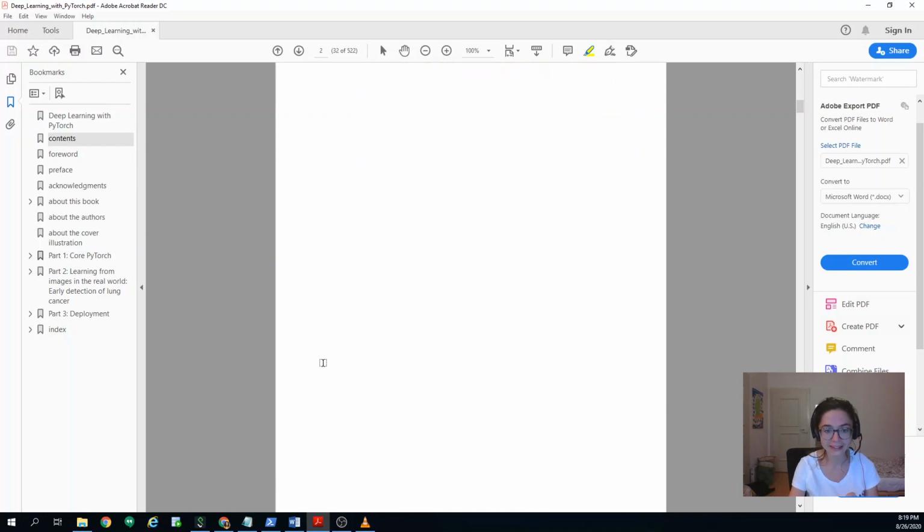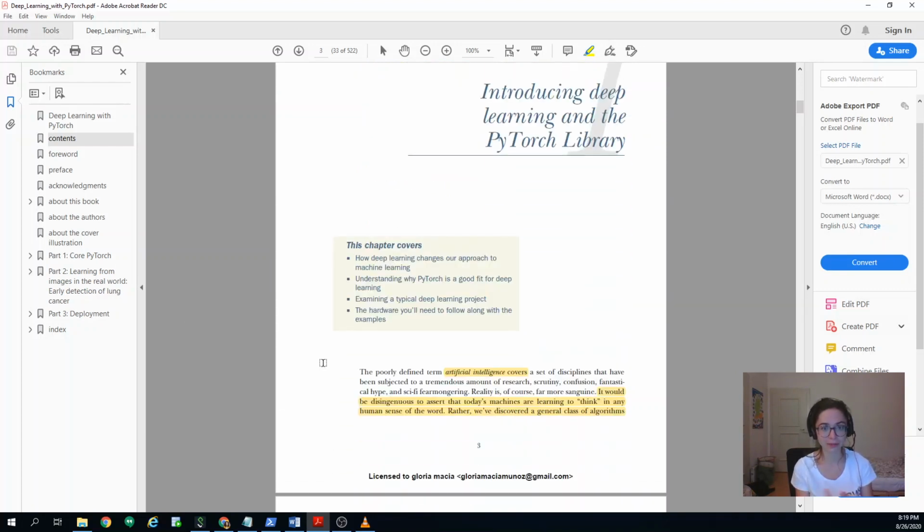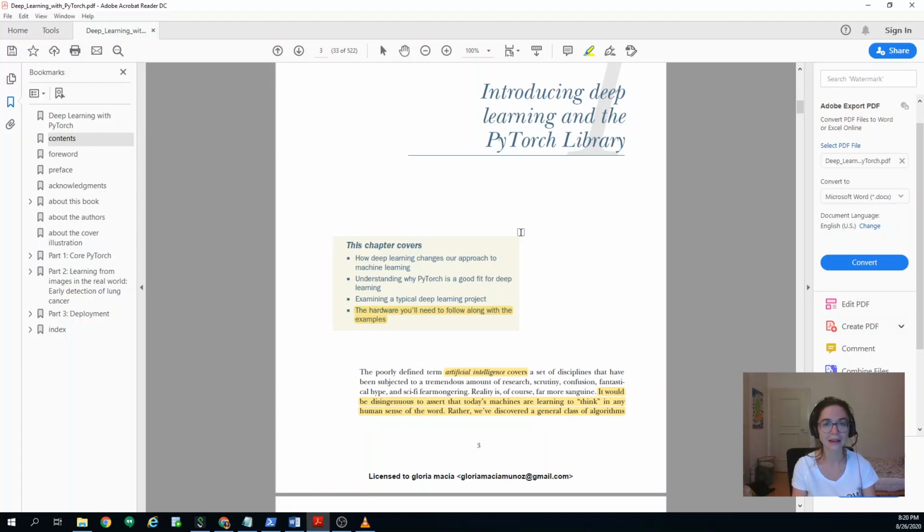Okay, so let's jump straight to it and see what this first chapter will cover. It covers how deep learning changes our approach to machine learning, understanding why PyTorch is a good fit for deep learning, examining a typical deep learning problem, and the hardware that you will need to follow along with the examples. I'm not going to be covering this last point, basically because we have already talked about that, right? So I want to leave that aside, and if you want to see that, just watch video number 2.